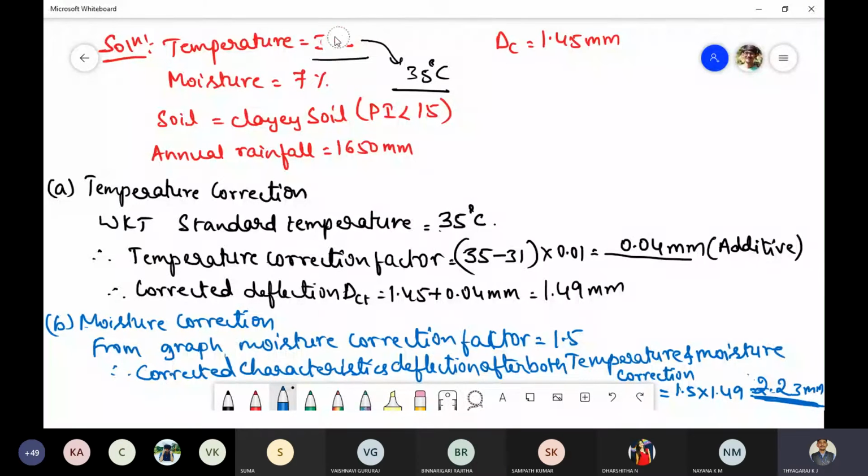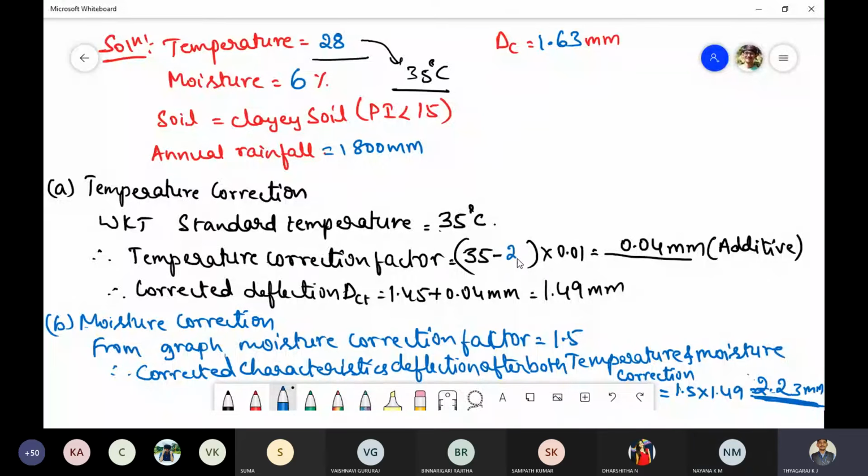What is the temperature they have given? Temperature: 28 degrees Celsius. Moisture content: 6%. Soil is clay soil, PI less than 15. What is the annual rainfall? Is it the same? 1800 mm. Which is 1800 mm. What is the characteristic deflection? 1.63 mm.